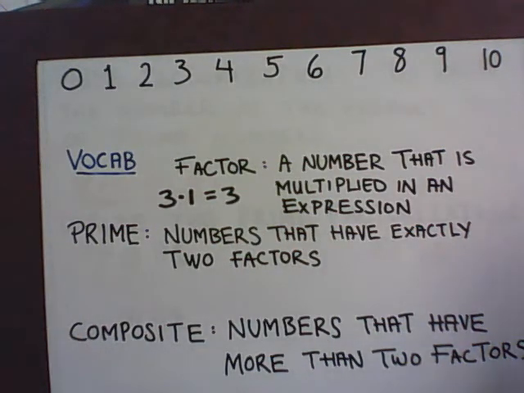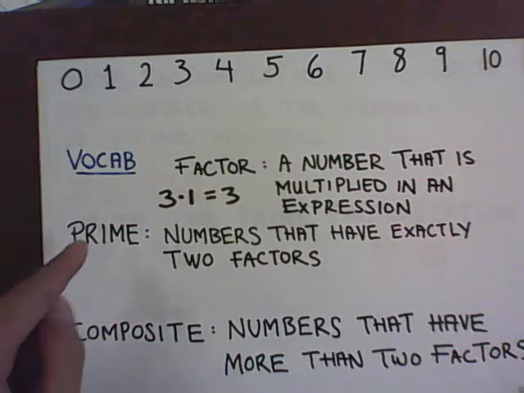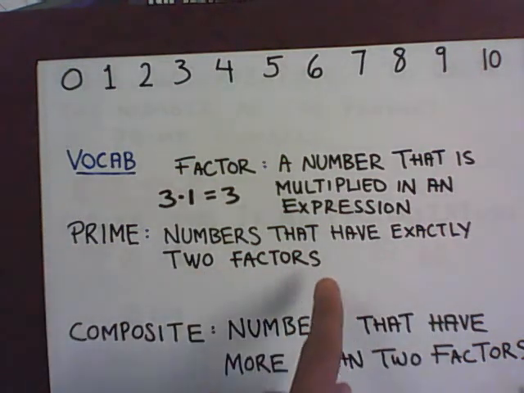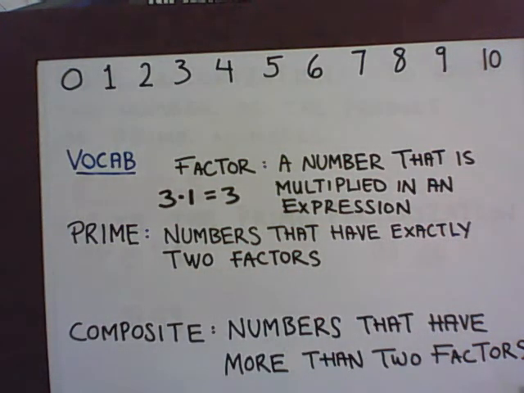And then whole numbers we can classify by the number of factors in them, and there are 2 kinds that we want to talk about particularly: the prime numbers and the composite numbers. The prime numbers are numbers that have exactly 2 factors. Composite numbers are numbers that have more than 2 factors.